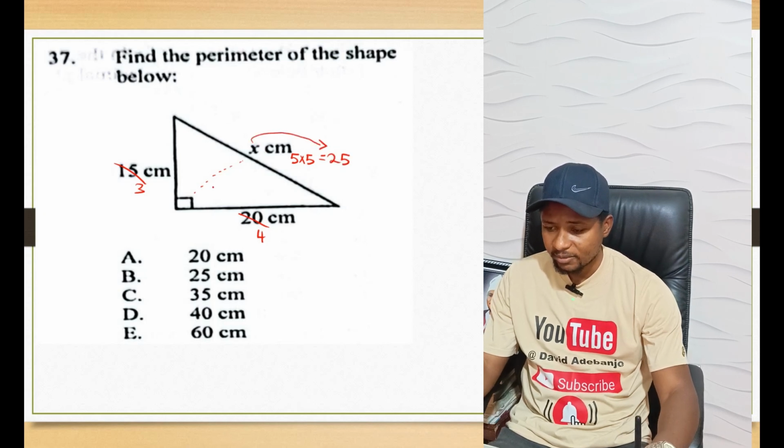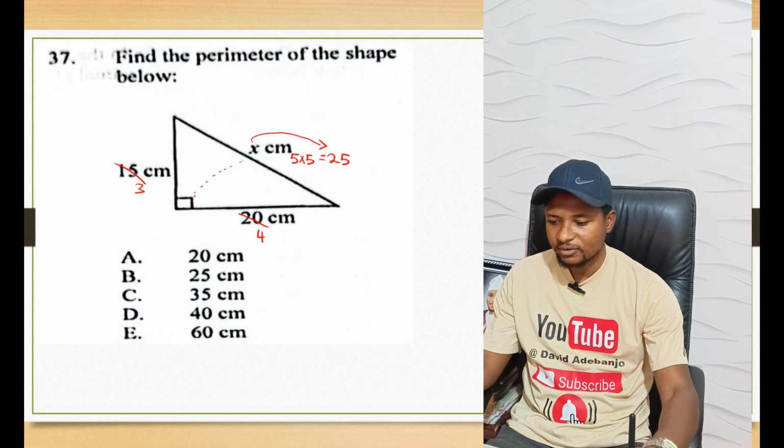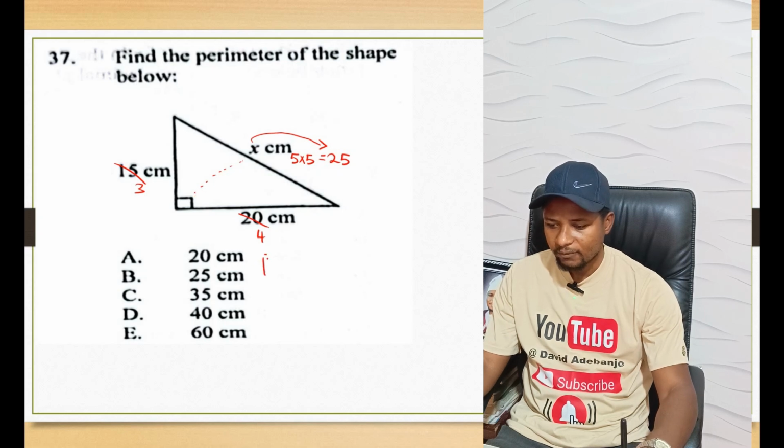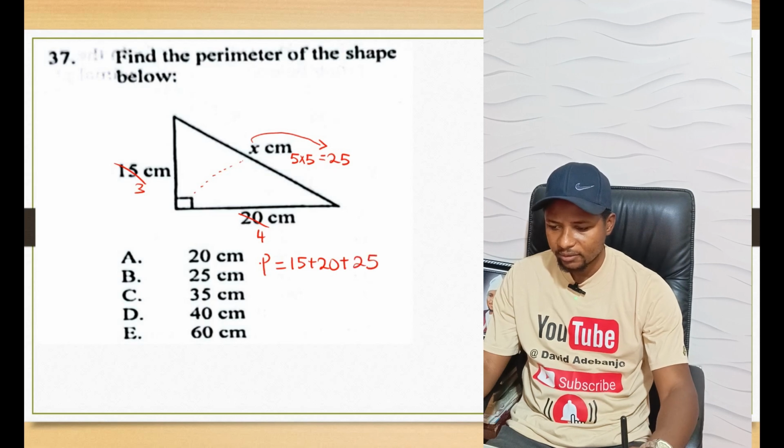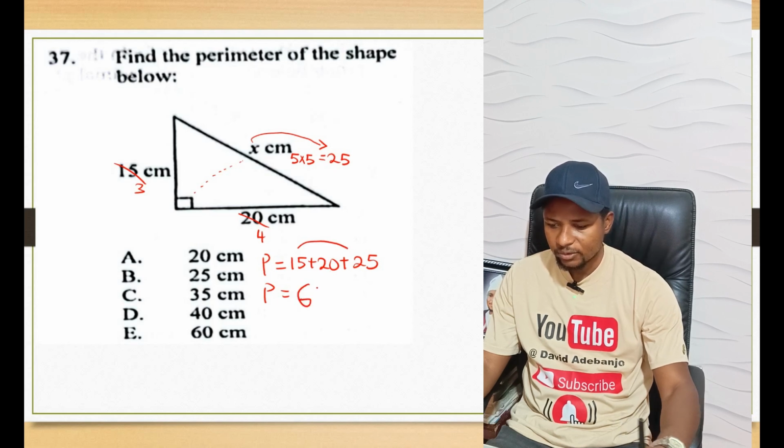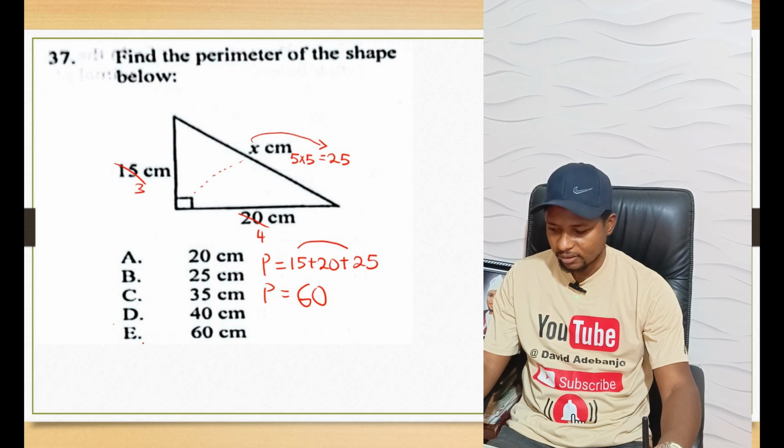Now, the question says perimeter. Perimeter is the distance round the shape. So I have 15. They gave me before 20. And I found the third side to be 25, the longest side. So you can add together now 15 and 25. That will give you 40 plus 20, that's 60. So your answer is 60. E is the correct answer.